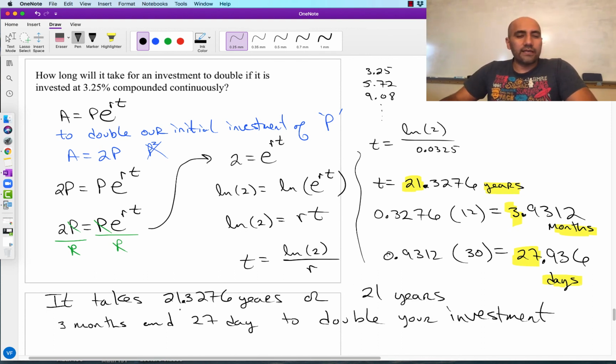Okay, so it takes 21.3276 years, or 21 years, 3 months, and 27 days to double your investment, right? And again, notice that this was independent of the actual amount invested. So this exact same time frame stays the same whether you invest $1,000 and you want to know when it turns into $2,000, or if you invest $30 million into something and you want to know when it goes into $60 million, right? Just doubling your investment, whatever that is.